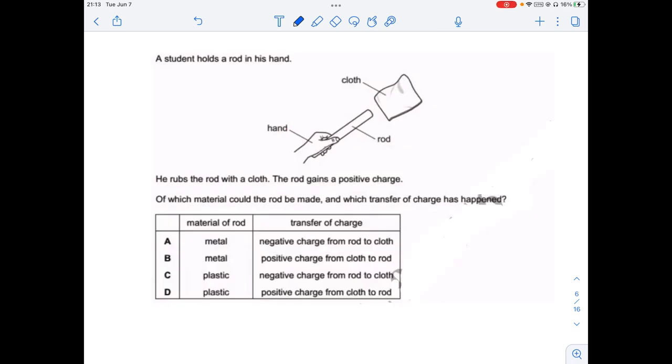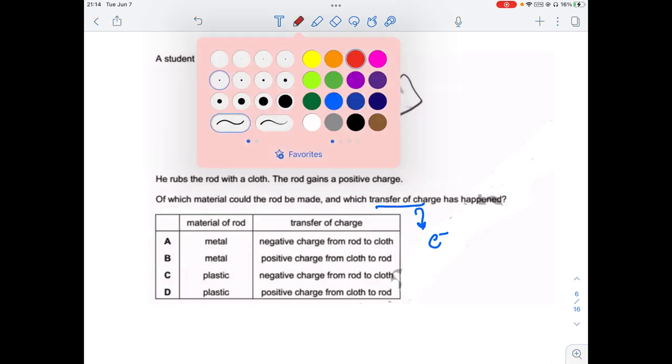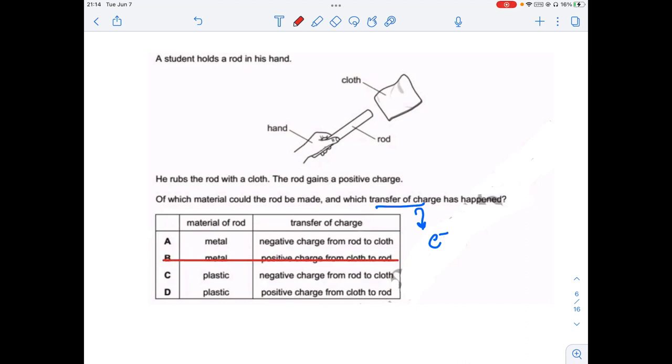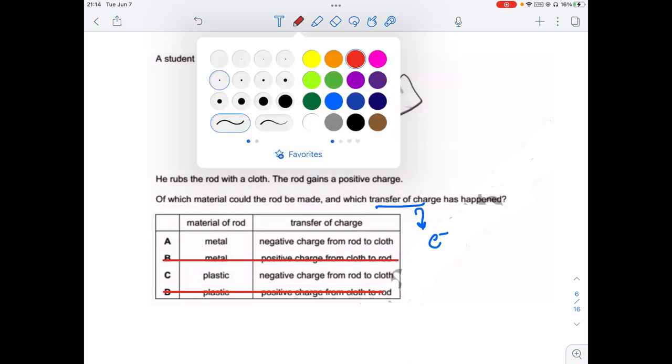Coming to the next question, question number 21. A student holds a rod in his hand. He rubs the rod with a cloth. The rod gains positive charge. Of which material could the rod be made, and which transfer of charges has happened? Whenever a transfer of charge happens, it is always because of electrons. Only electrons will be moving, not positive charge, because electrons are in the outermost shell. So metal and a positive charge transfer is wrong, and plastic and a positive charge transfer is also wrong. Transfer of charge is only because of the electrons, not because of the protons or neutrons.